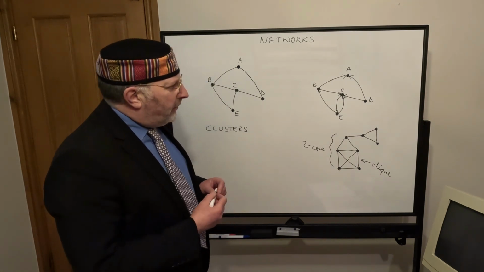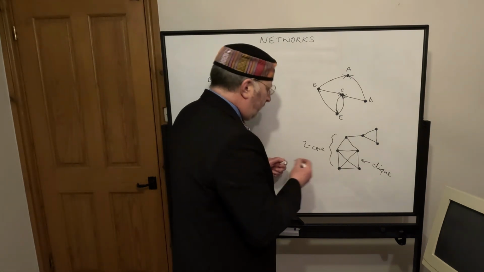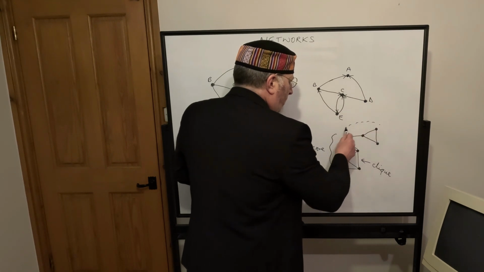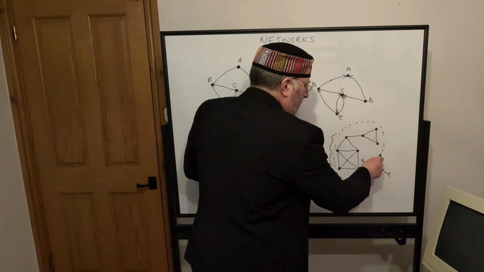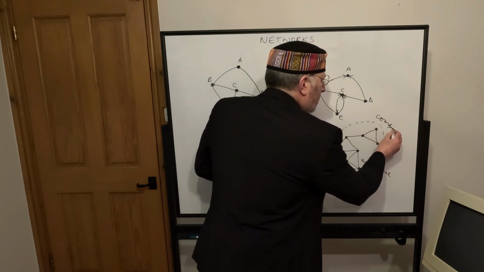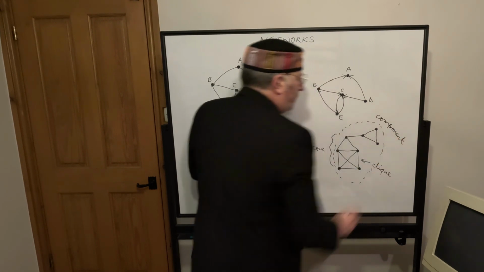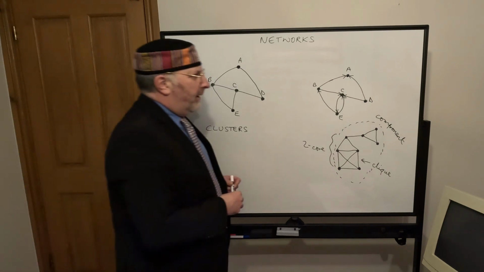And then a component is a set of connected nodes. So in this case, that whole thing is a component, because in this undirected network, they're all connected.